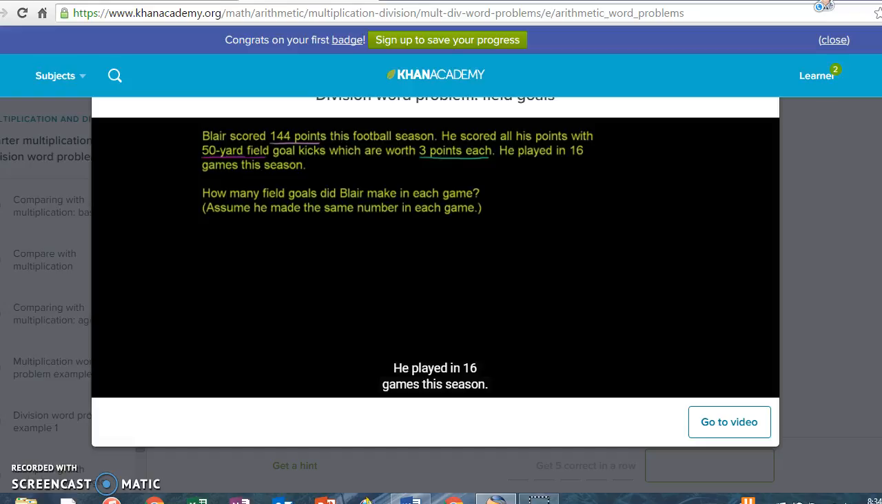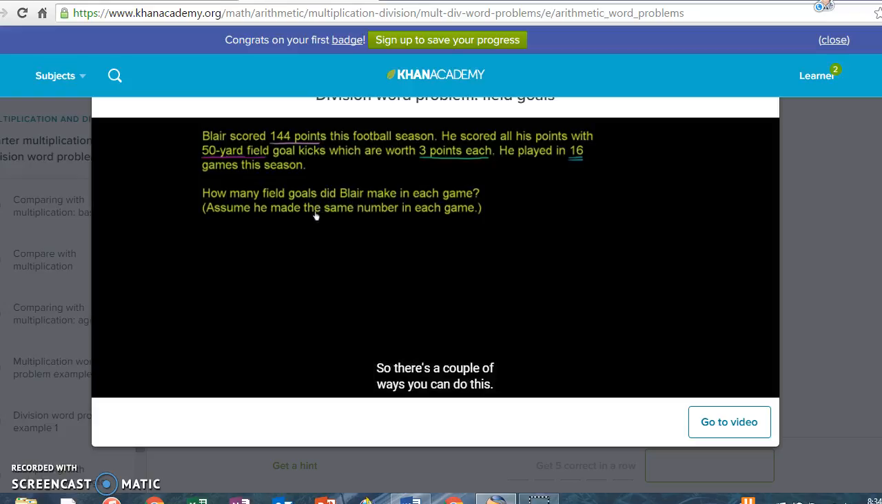He played in 16 games this season. How many field goals did Blair make in each game? Assume he made the same number in each game. So this guy is an incredibly consistent field goal maker. He makes 50-yard field goals. He makes the same in every game. So let's think about how many field goals did he make in each game.